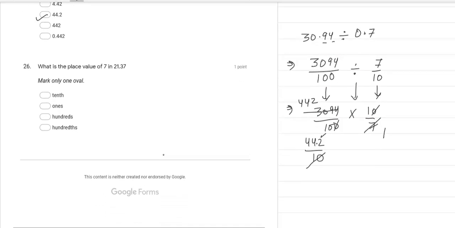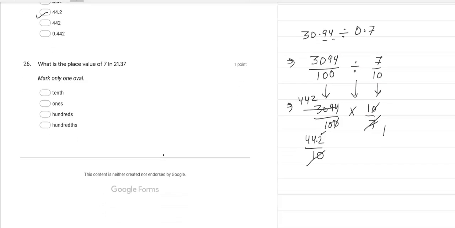Second one. What is the place value of 7 in 21.37? If you see, this decimal is there. Before the decimal the number is normal, so we know this is ones, this is tens. But after the decimal things are changing. This is tenth, this is tenth, and this 7 is hundredth. So the right answer is the fourth one, hundredth.